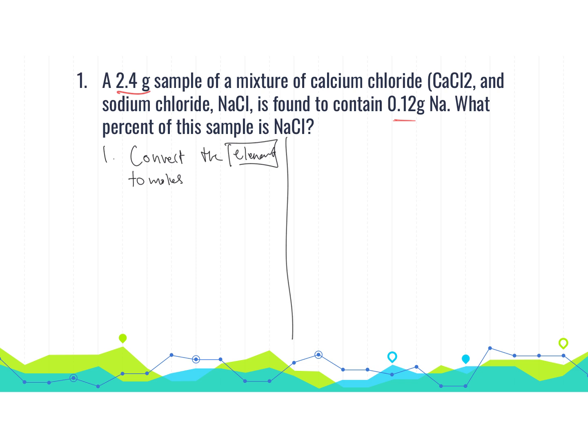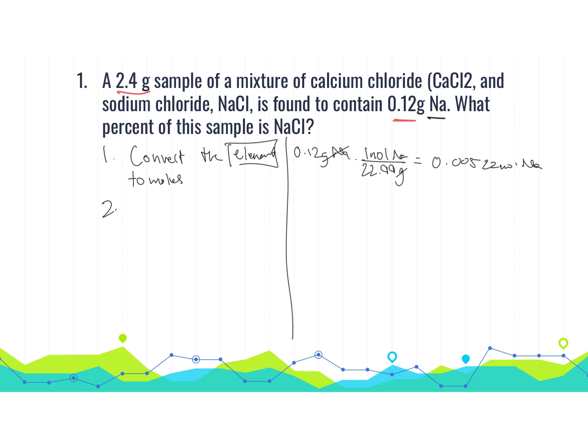So our element here is sodium. So we'll take 0.12 grams of sodium times, and we'll divide it by the molecular weight of sodium, which is 22.99 grams per 1 mole of sodium. Grams and grams cancel out. We end up with 0.00522 moles of sodium. And we will look at significant figures later on.